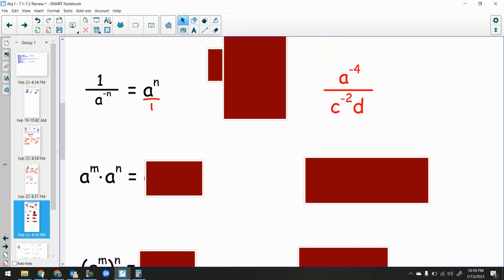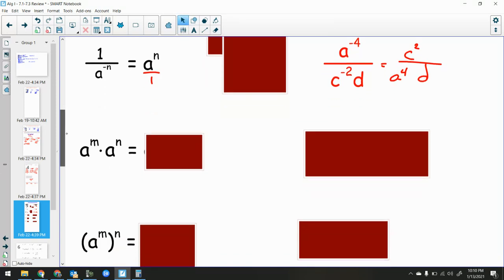So example here, the a is not happy where it is. It's in the numerator with a negative exponent. Move it down to the denominator and turn it positive. The c to the negative second moves up to the numerator, and then the d stays where it is.